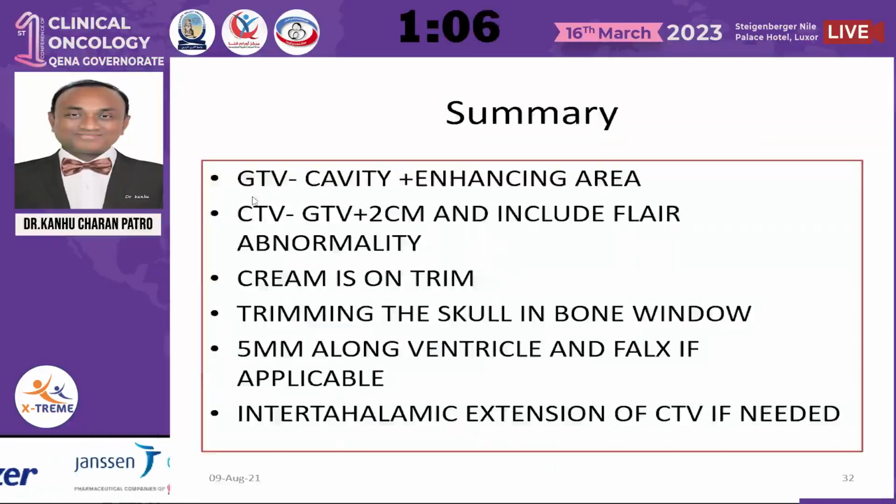So in summary, GTV is your cavity plus enhancing area. CTV is GTV plus 2 centimeter and include FLAIR abnormality. The crux is trimming. Trimming is the skull in bone window, 5 mm along the ventricle and falx if applicable. Interthalamic extension of CTV is needed if the medial part of the thalamus is involved or there is T2 hyperintense abnormality.